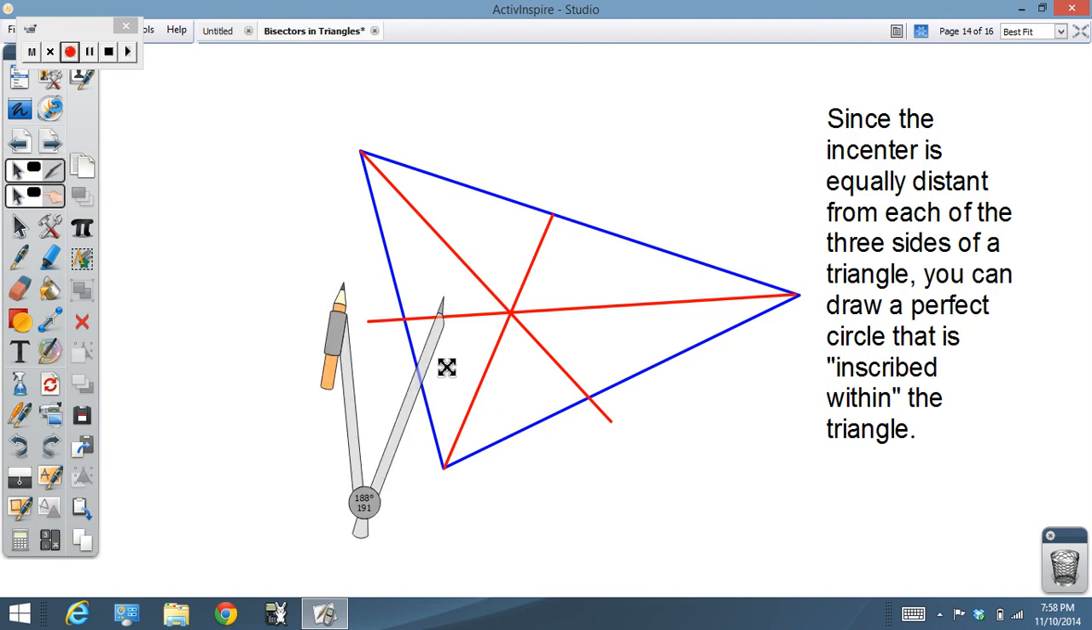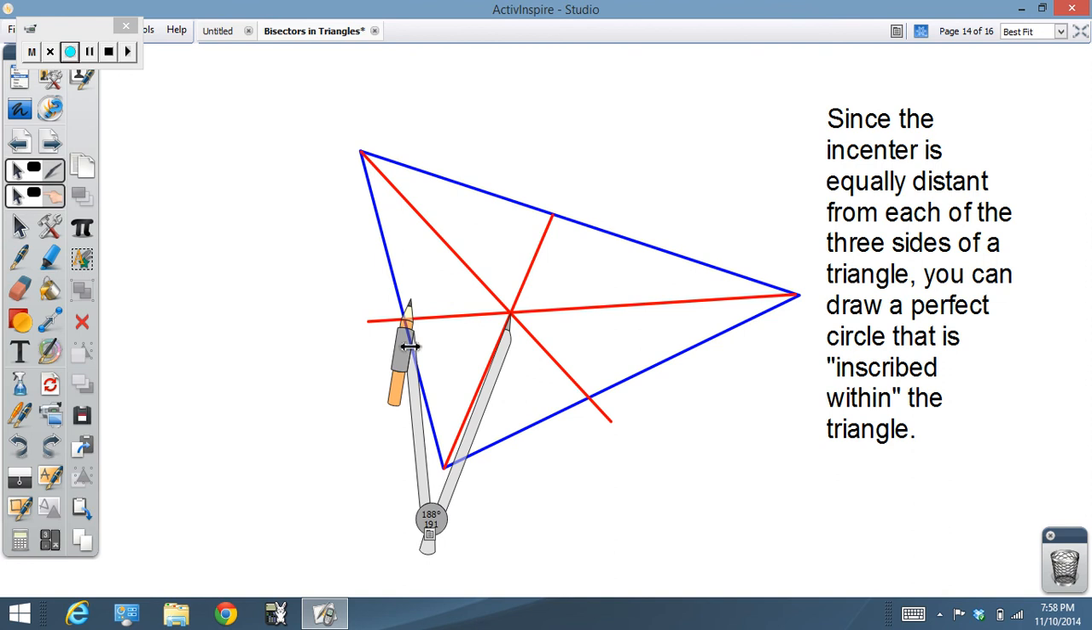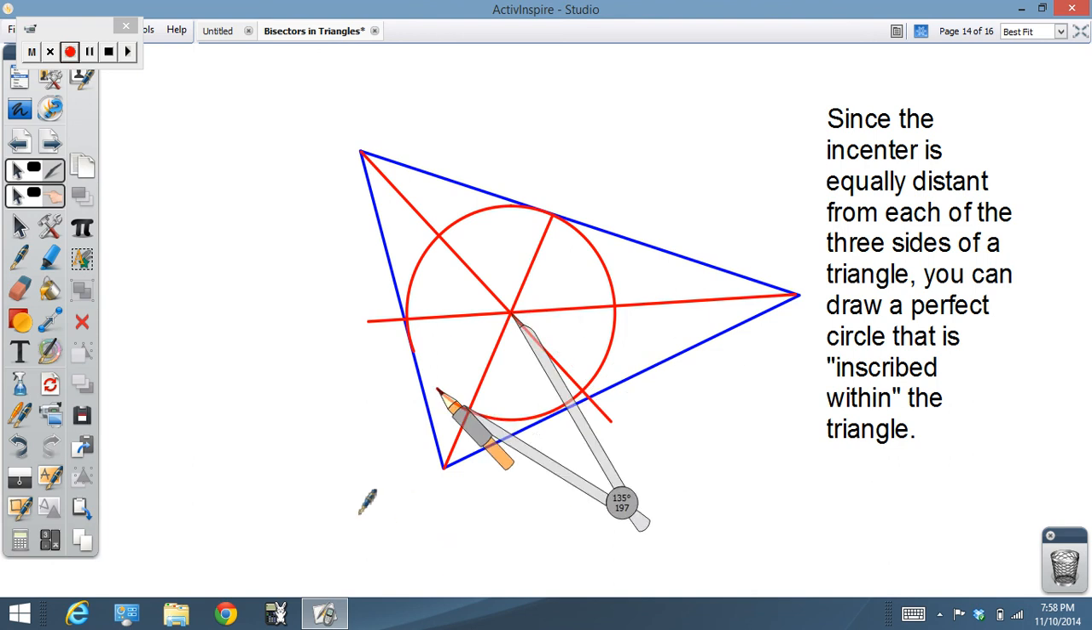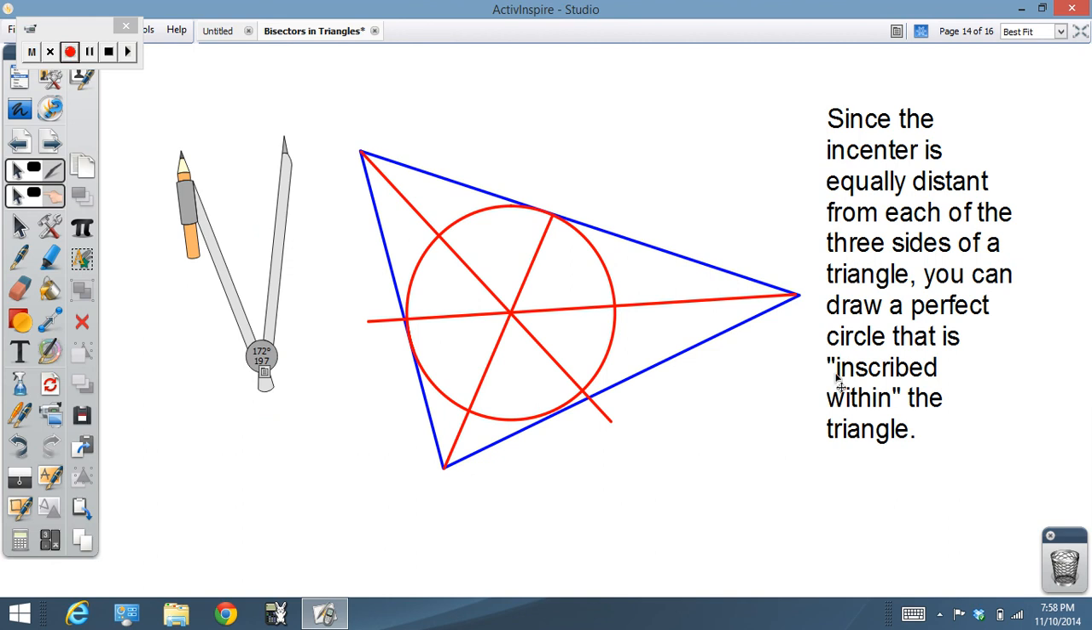So we're going to try one more time here. Okay, the incenter creates a circle that perfectly touches the three sides at one point. All right, that's called an inscribed circle. And to picture this, what you're picturing is a circle that just barely touches at one point, what we call a point of tangency, barely touches the triangle at one point on each of the sides. That's called an inscribed circle.